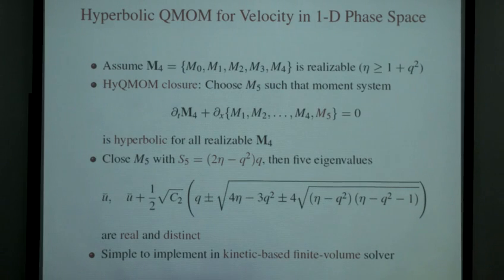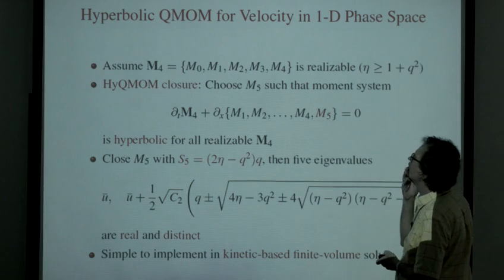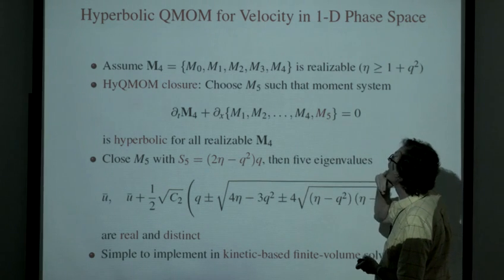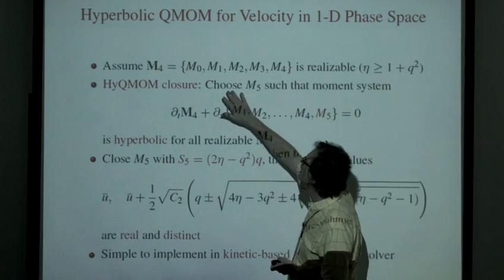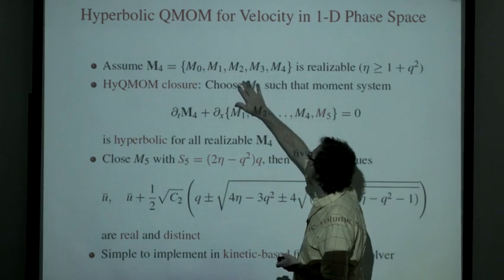Okay, so how do you get hyperbolicity from a moment closure? We started working on this, I guess, 3 years ago. You can pose a problem like this. It's a very simple mathematical problem. Let's say we want to close at fourth order. So we want to transport moments 0 through 4.